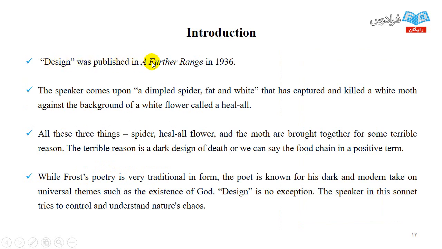Design was published in A Further Range in 1936. In this poem, the speaker sees a dimpled spider, fat and white, that has captured and killed a white moth against the background of a white flower called a halo. The spider, the halo flower, and the moth are brought together for some terrible reason. The terrible reason is a dark design of death, or in a positive term, it is the food chain, that each creature kills and eats the other one.